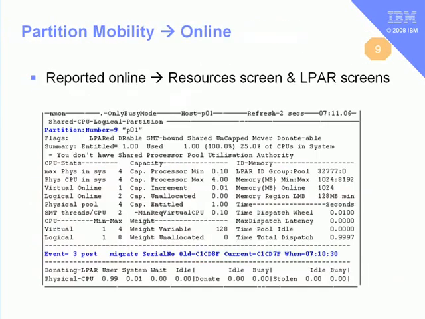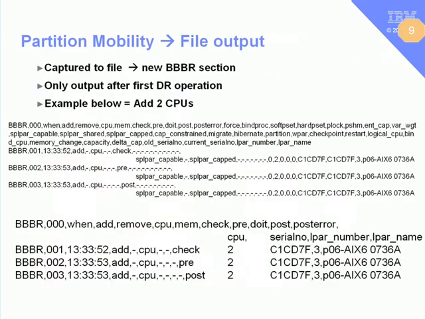Online, at the bottom of the logical partition screen, we get these events, check, pre and post, and what's happening, and we save the serial numbers before and after, so you can see when that happened. Into the output file, as I said, we have the BBBR section, and in the example below we can see a check, pre and post. The CPU number is 2, so that's what's changing, and we can see the word add here. This is the operation that's being performed. Similar things happen when we do partition mobility.